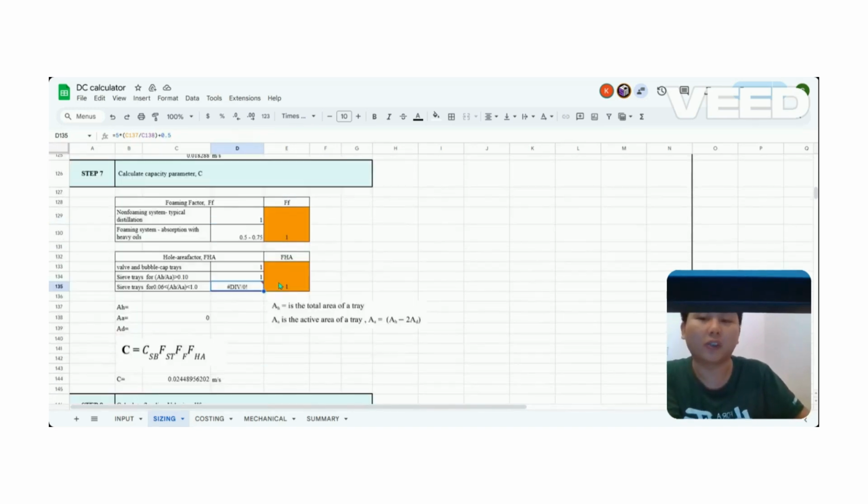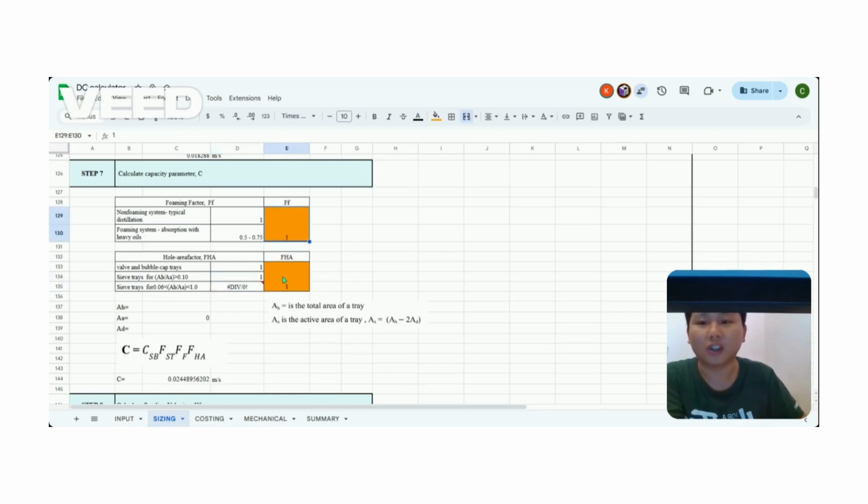So I'll take an example. If the question provided is a non-foaming system, with a sieve tray, and the ratio of AH to AA is 0.15, for example, then both values of FF and FHA will be 1.